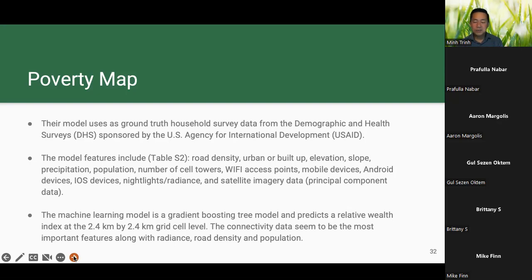The model is what we call a gradient boosting tree model. You can look it up. It's a very effective model. It's not fancy like neural network models in this case, but it's quite effective. And what they find is that the most important features are in fact connectivity data. The cell phone data, the Wi-Fi data, and so on are a very good proxy for wealth, but also satellite data, road density, and population. So if you're in a highly dense area, it's more likely that you are in a wealthy area.